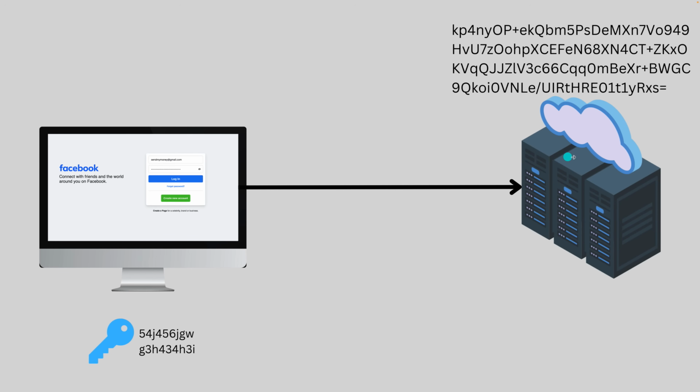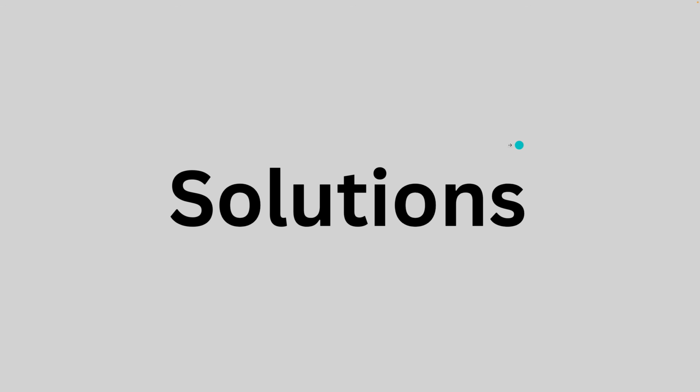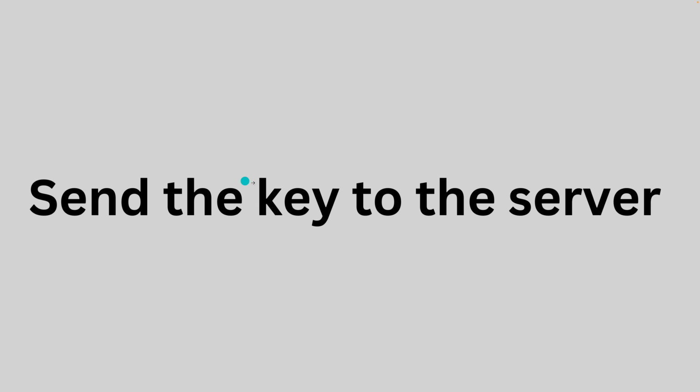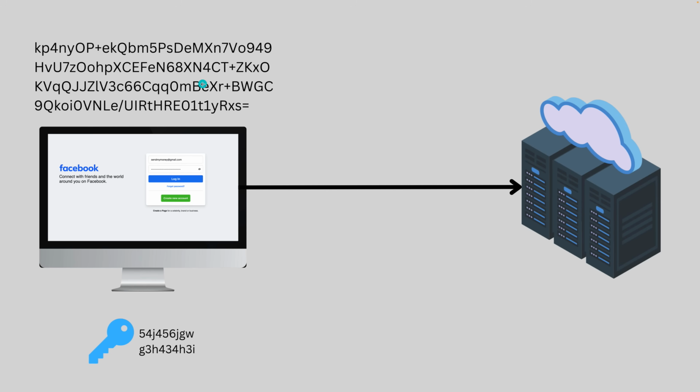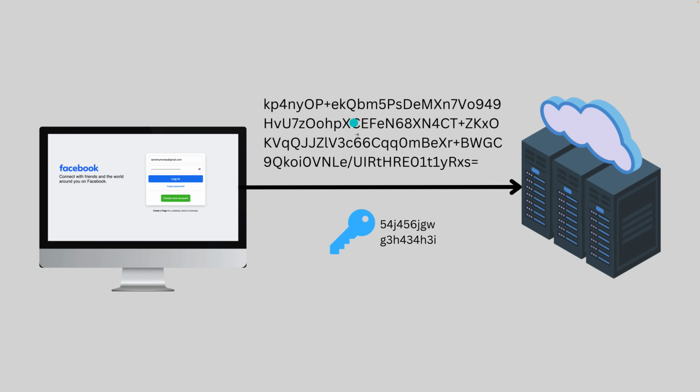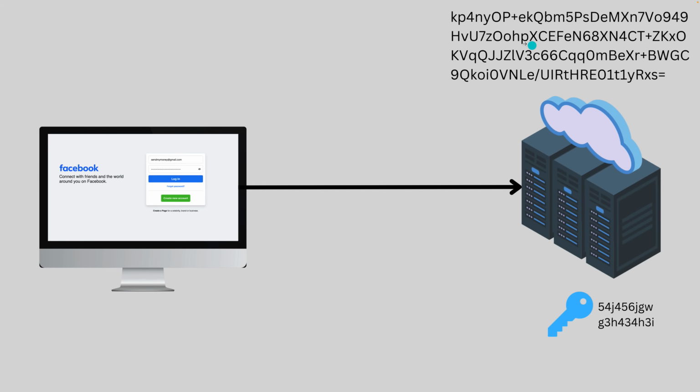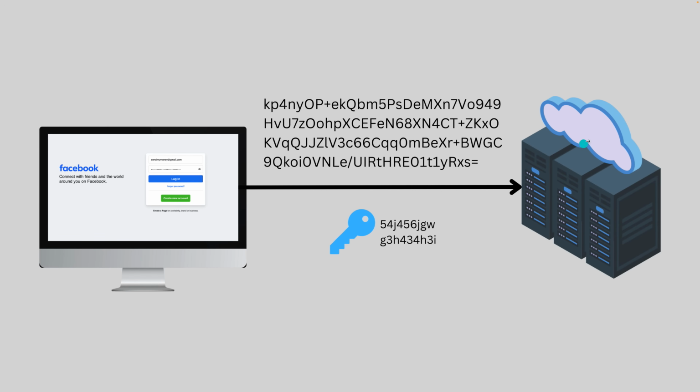So how can we fix this? Well, not a problem. Let's just say we send the key to the server over the network. So we have our data over here. We have our key. We encrypt it. We send this encrypted data over the network as well as the key. And now we have the encrypted data and the key within our server. And then the server can go ahead and decrypt it. Now, here's the problem.